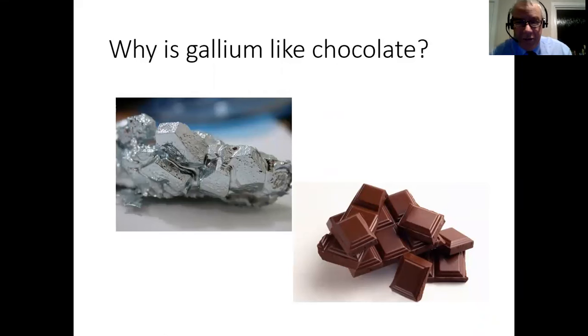So, as you know, I normally start with this question: why is gallium like chocolate? And this is evidently a picture of real gallium, not gallium-68, this is stable gallium. And the reason evidently is that gallium, like chocolate, is solid at room temperature and liquid at body temperature. So it's the only element, or at least the only metal element, which does that. So it's just a fun fact, really.